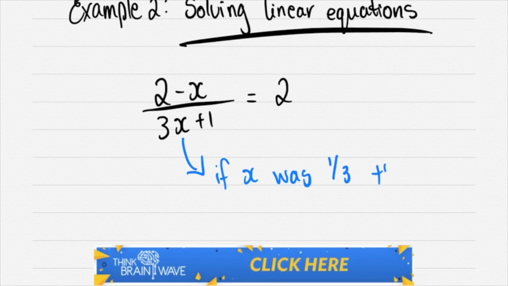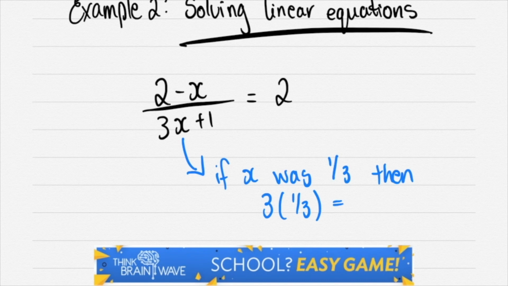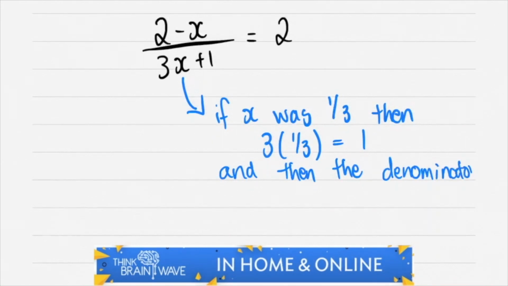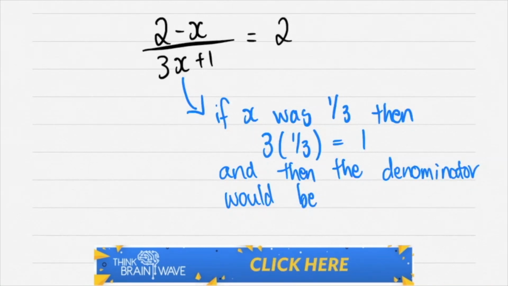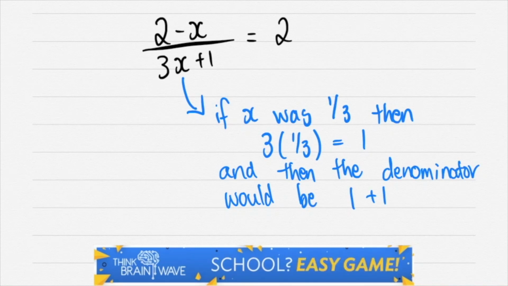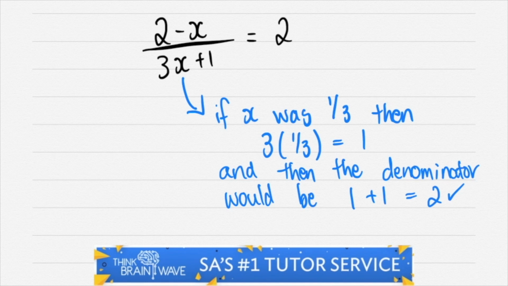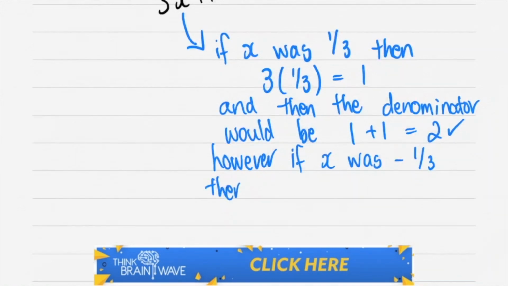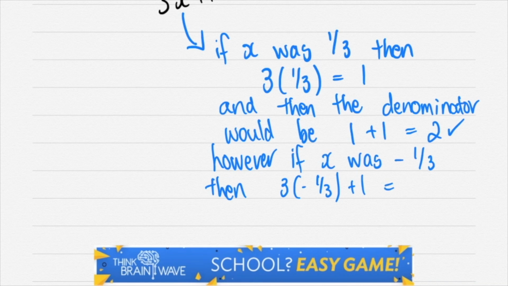Now if x was a third, then the denominator would be equivalent to 3 times a third, which is equal to 1. And then the additional 1 would make it a positive 2 on the base, and that would be fine. However, if it was a negative third, issues come in, but we'll get to that. So, if x was a negative third, then you'd have 3 times a negative third gives you a negative 1.